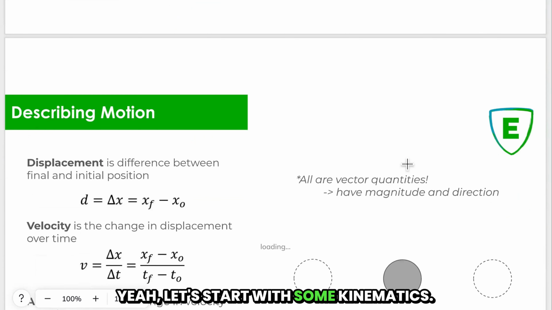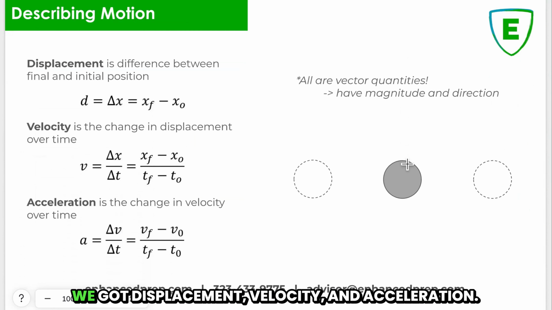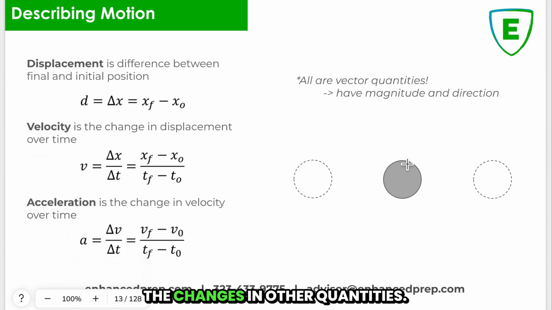Yeah, let's start with some kinematics. So describing motion, going back to the beginning, we have displacement, velocity, and acceleration. And note that velocity and acceleration are looking at the changes in other quantities. Change with time specifically. So velocity looks at time.